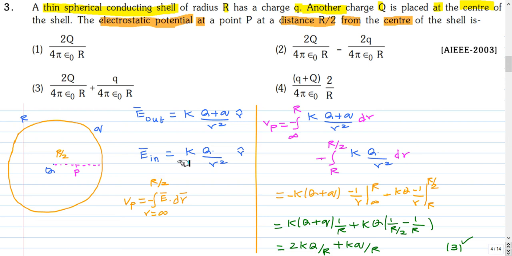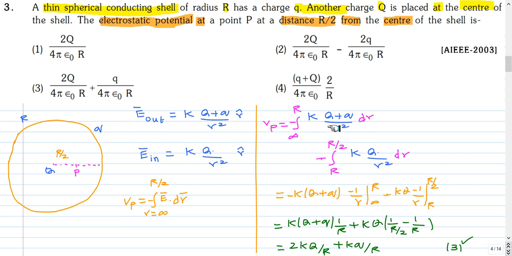So electric field inside is K into Q by R square into R cap. And potential at the point is work done in moving a positive charge, that is minus integral E dot dr, from R equal to infinity to R by 2. So we can split this integral into two parts, infinity to capital R and capital R to R by 2.